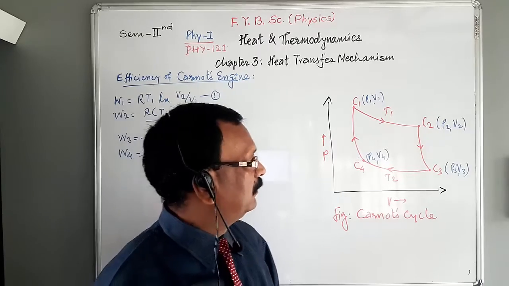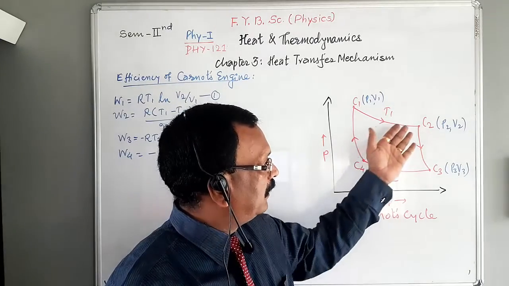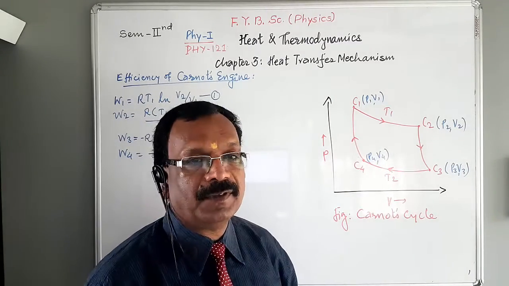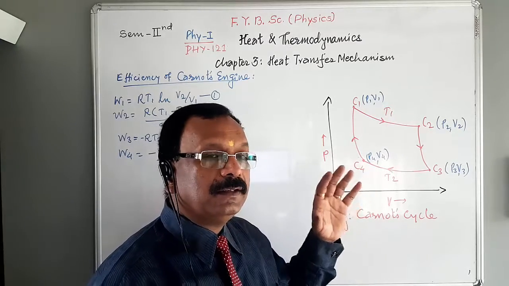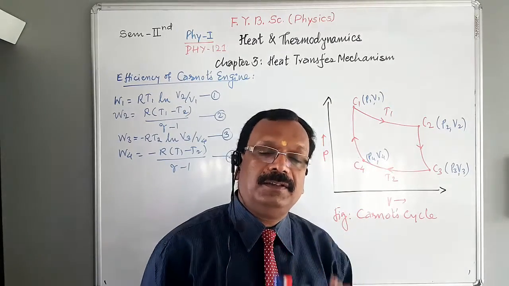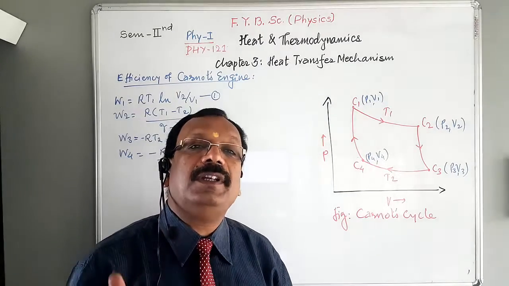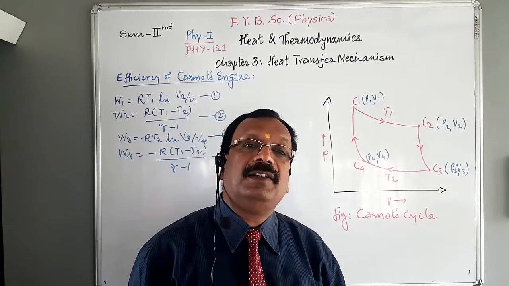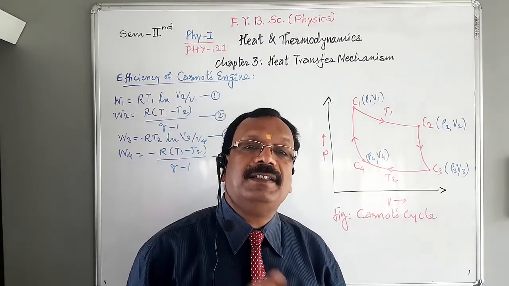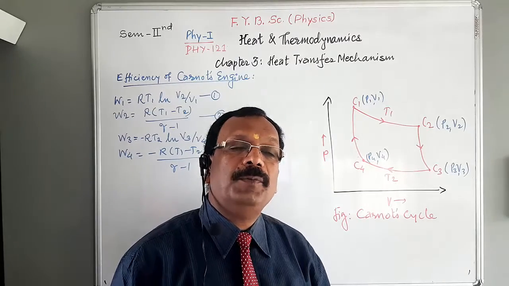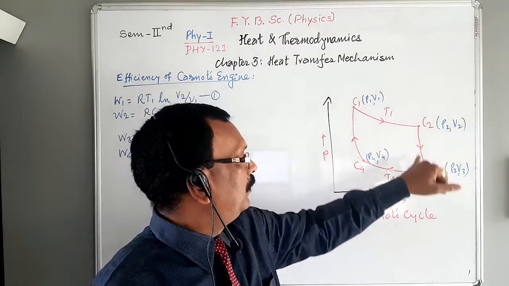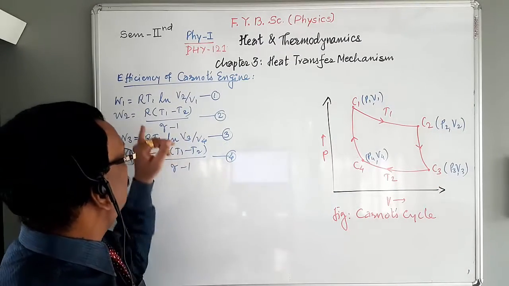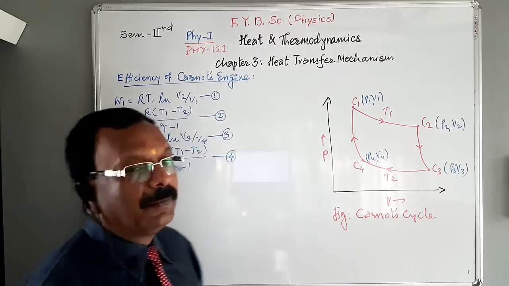The second part or second operation of Carnot cycle is C2, C3. This is nothing but adiabatic expansion. As system is placed on insulating stand, then system is totally isolated from that of surrounding, and when we adjust the pressure on the piston so that adiabatic expansion takes place, then obviously there is a fall in temperature from T1 to T2. During this change, work done is W2 is equal to R(T1 minus T2) upon gamma minus 1.